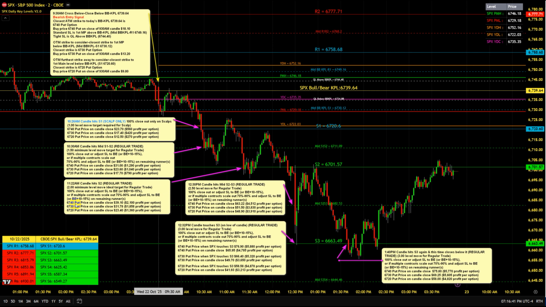The 67.40 put price on this candle close is $39.10. That's a $2,100 profit per option. Remember, the cost was $18.10. Now it's $39.10, so that's $2,100 profit per option.